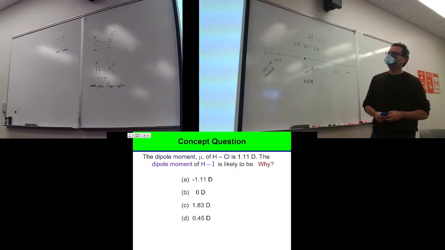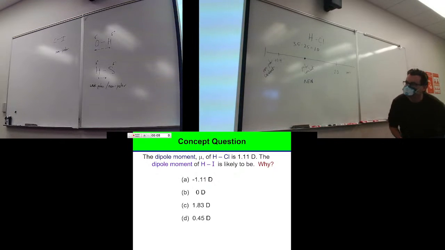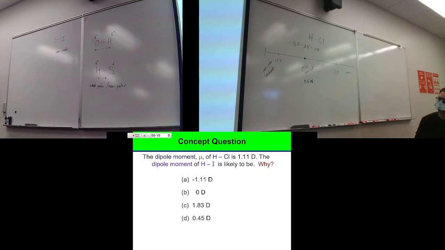So, what do you think the dipole moment of HI is going to be if HCl is 1.11 debye? Make an educated guess on this one.